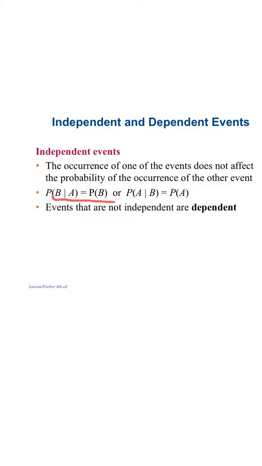Here we have the probability of B given A is equal to the probability of B, or the probability of A given B is equal to the probability of A. If the probability of B given A is not equal to the probability of B, or the probability of A given B is not equal to the probability of A, then you can say the events are not independent and thus considered dependent events.